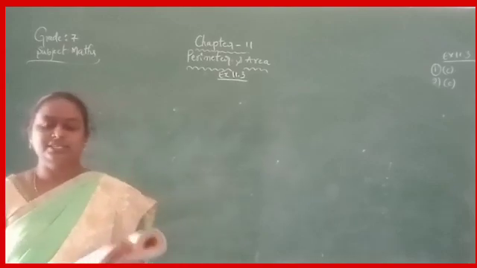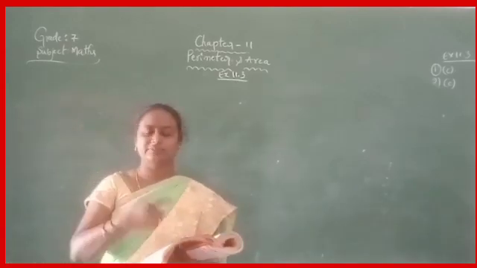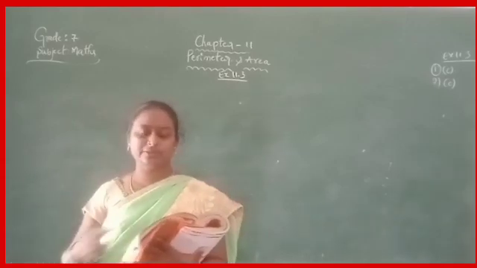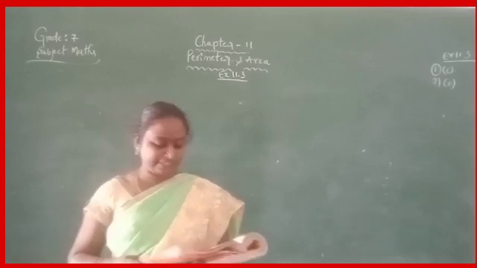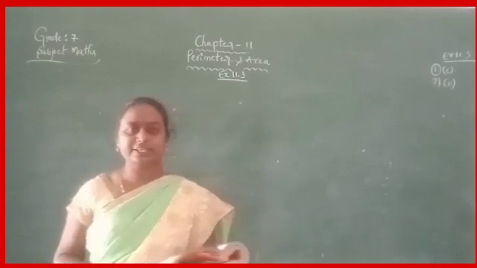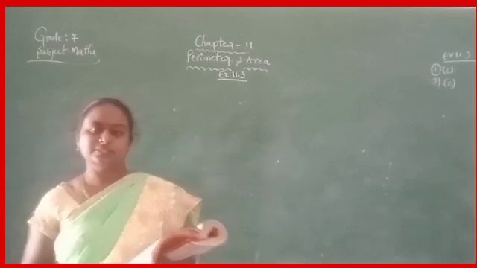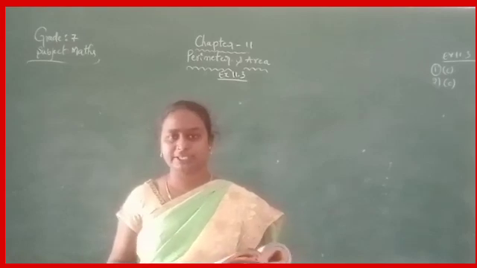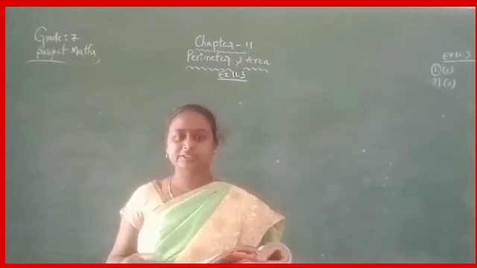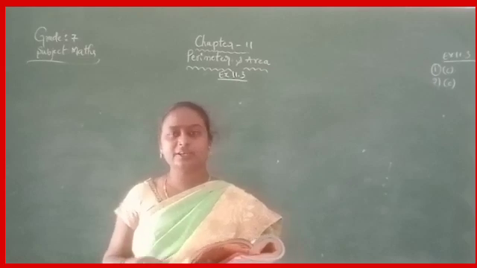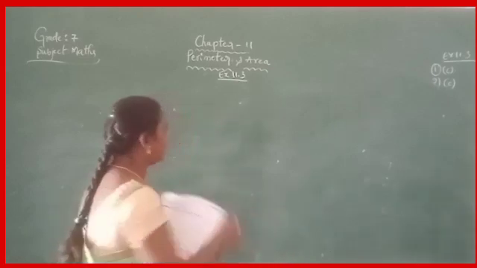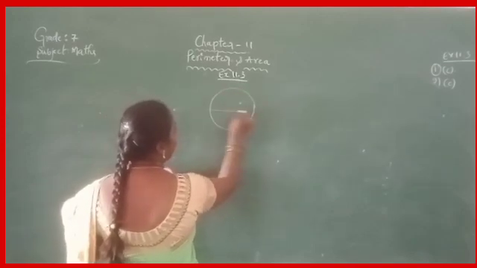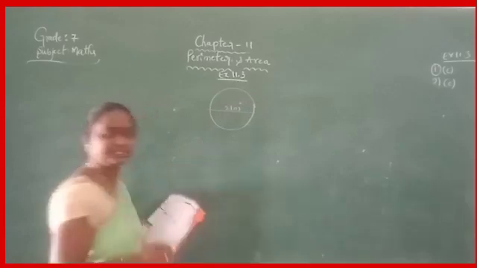Okay, gardener. So he wants to fence. Fencing, you know that, na? So in our house around we are making one fencing. Like that, this gardener also wants to fence a circular garden. The garden is in the shape of a circle. Here the diameter is 21 meters. So he wants to fence a circular garden of diameter 21 meters.